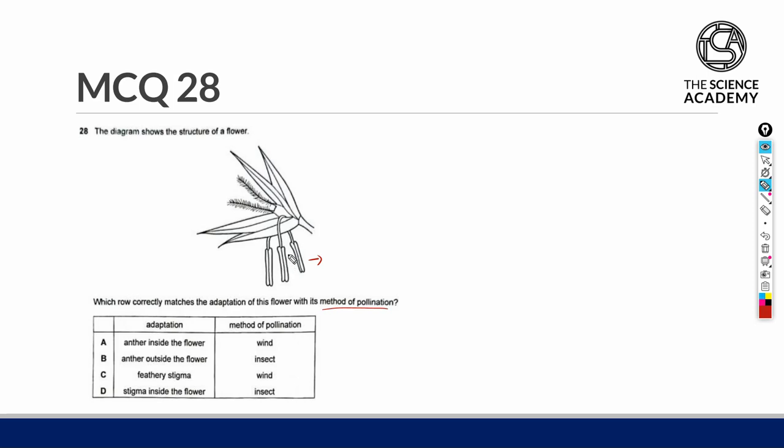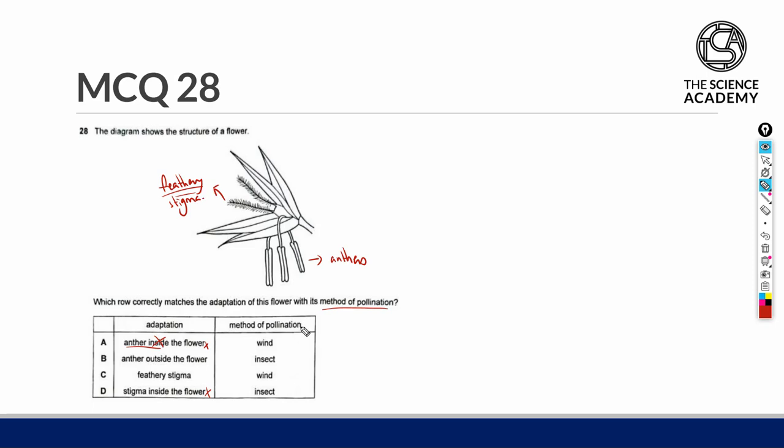It is dangling outside of the flower. And also another structural adaptation of the stigma, where it has a very feathery structure. Therefore, we can eliminate A because the adaptation is not having the anther inside the flower. It is in fact outside the flower. And stigma being inside of the flower is also not an adaptation because naturally stigmas are found inside the flower. And the specific adaptation that we have to mention in this case for the stigma is the feathery structure.